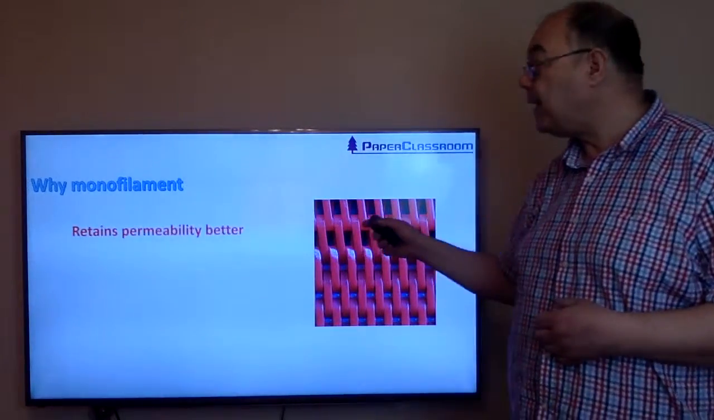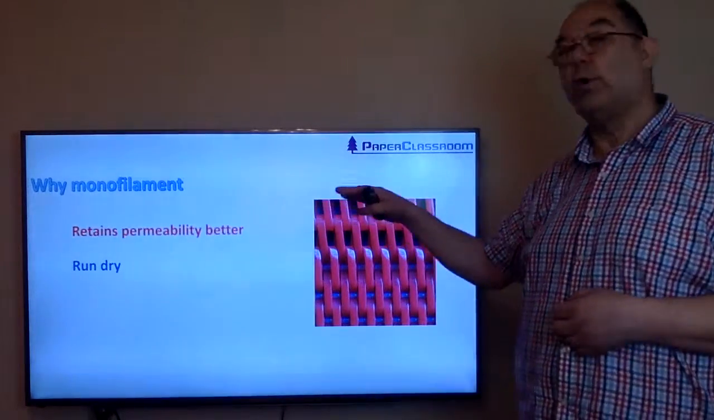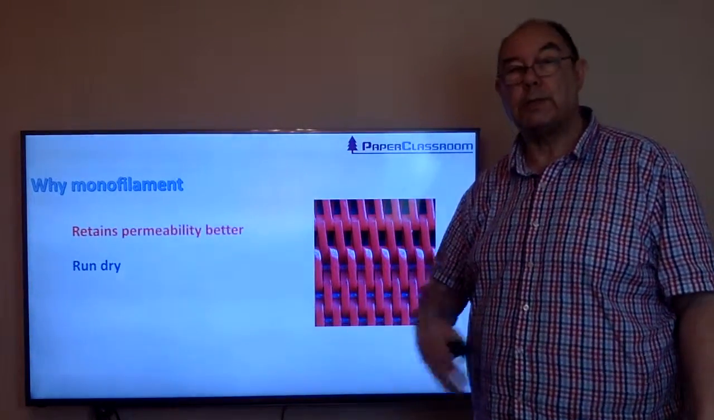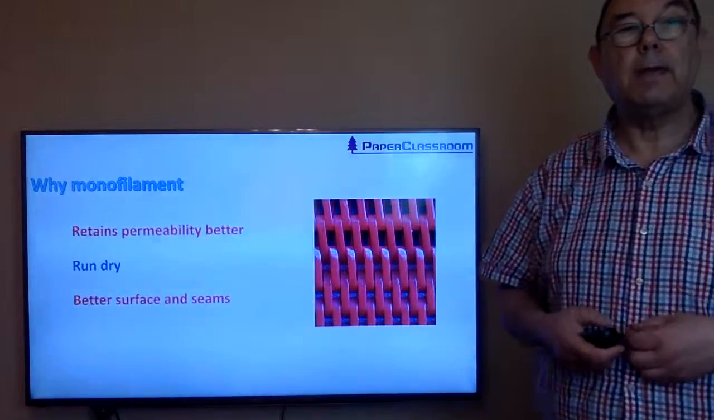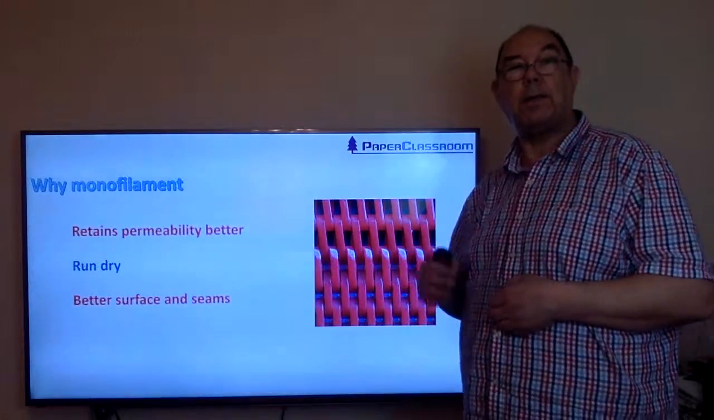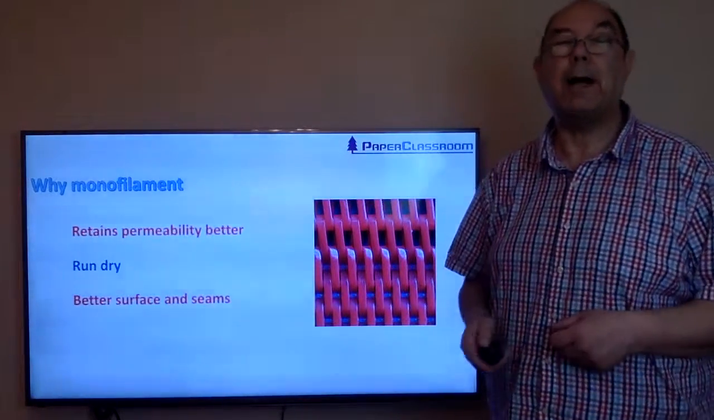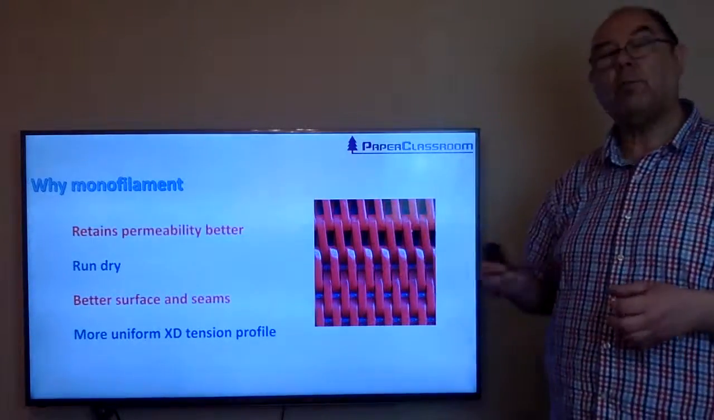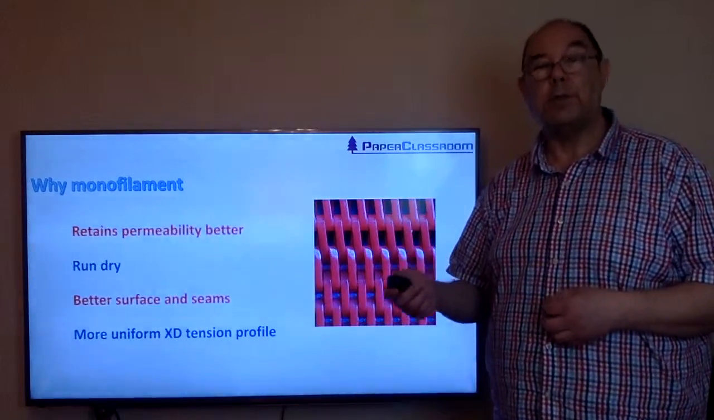First is they retain the permeability better throughout the life of the fabric. Second, they run dry. That's what I was talking about a moment ago. They will sort of cast off water and you won't have to carry water around and you won't have to evaporate the water, so it reduces your energy costs. And the surface of monofilament fabrics is better, and the seams of monofilament fabrics are better, so less marking of the sheet. And finally, there's a more uniform cross-direction profile with monofilament fabrics than there is with multifilament fabrics.